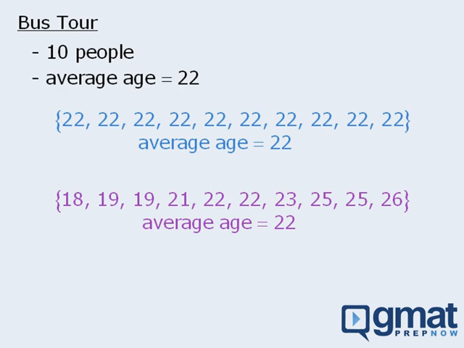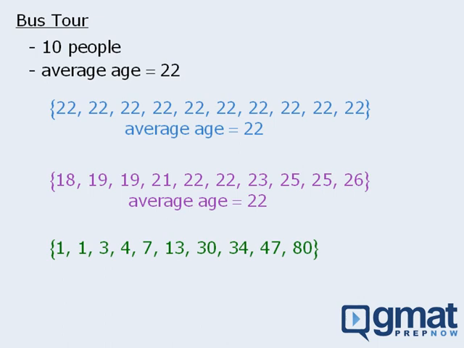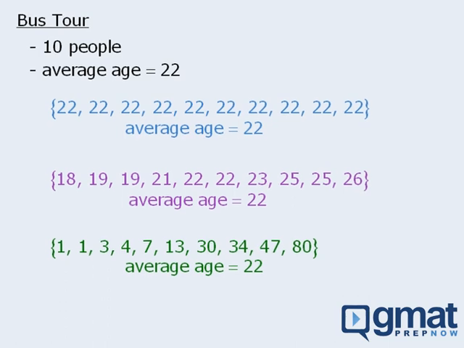We should also recognize that the ages could look something like this, and still have an average of 22. So as you can see, although the average is 22 for all three sets of numbers, the numbers themselves are quite different. So knowing only the average age does not necessarily give us a clear picture of the population. Now, another useful piece of information here would be to know how dispersed the numbers are.